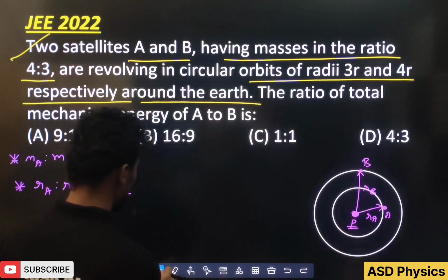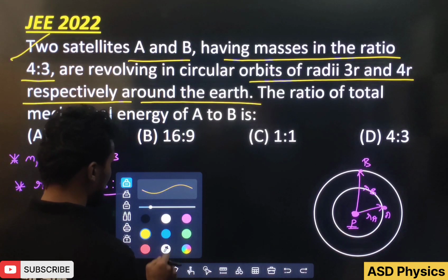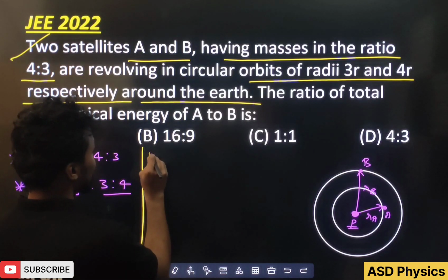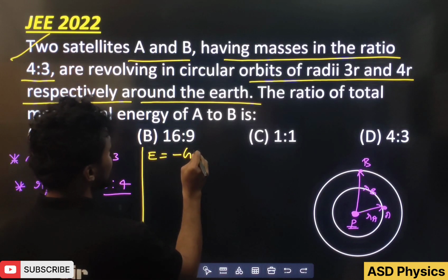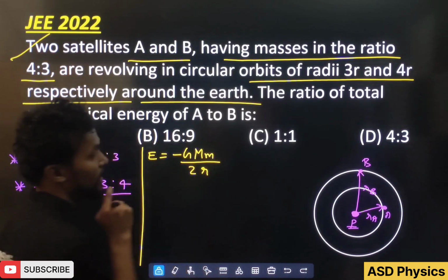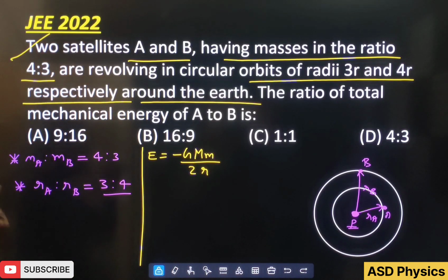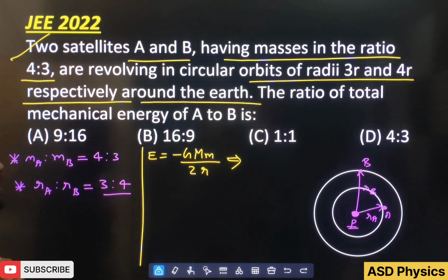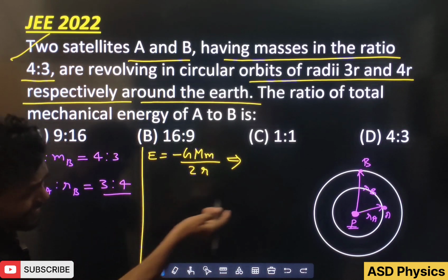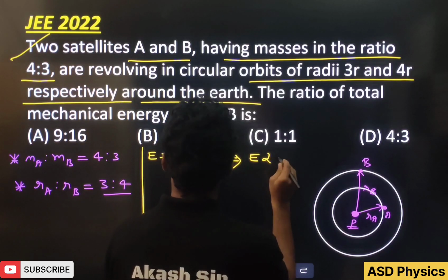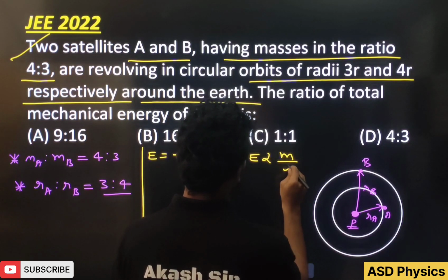Okay, at the center. So students, for this you should know the formula of the energy. You have to remember that energy formula: E equals minus GM by 2R. Now this is the energy formula. Check this out. Correct. Okay, so what will happen in this situation, students, is that the planet is the same for both the orbits. So we can tell here E is directly proportional to M by R.